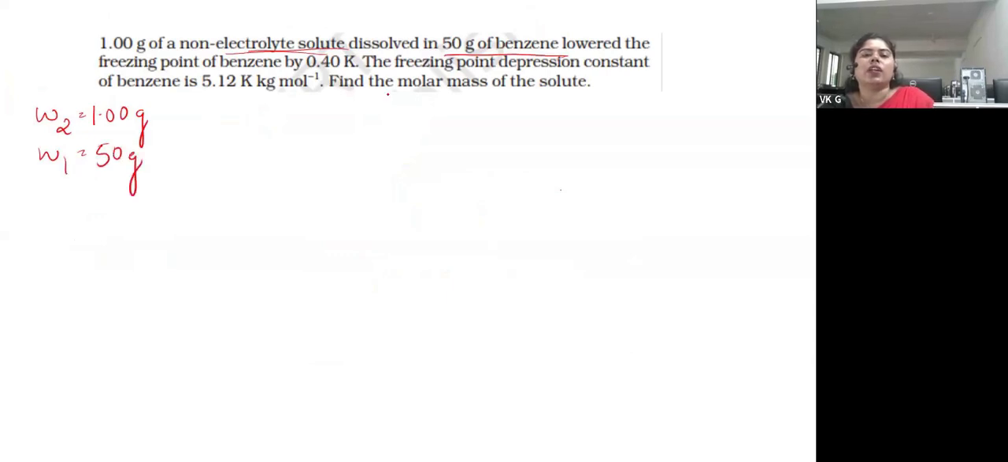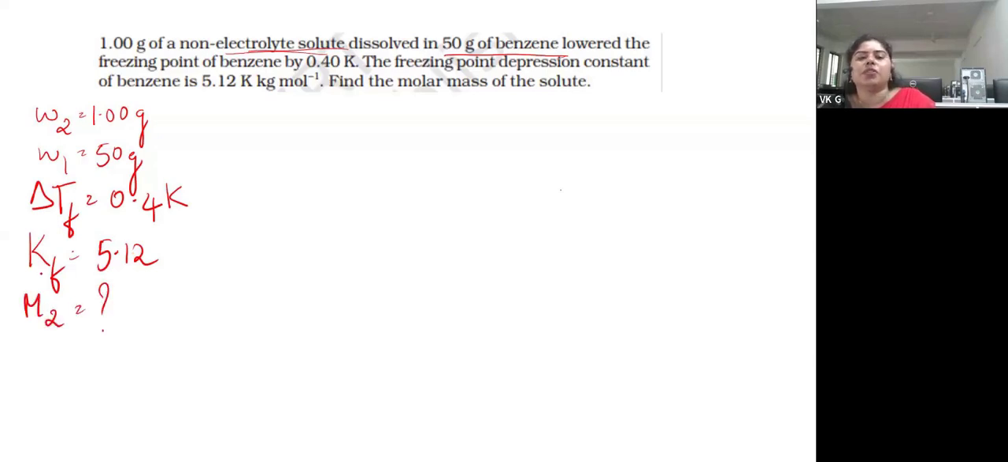Correct? It lowered the freezing point of benzene. They have already given that the temperature has decreased. They did not give you the initial and final temperature. They have given you how much it has decreased. So how much decrease, that is delta change, is given, that is 0.4 Kelvin. Correct? How do you write the freezing point depression constant? KF is equal to 5.12 Kelvin kg per mole. And find the molar mass of the solute, that is M2 is equal to how much you have to calculate.